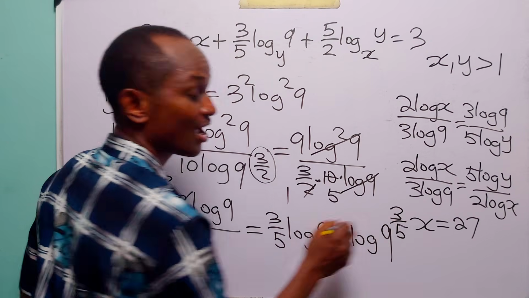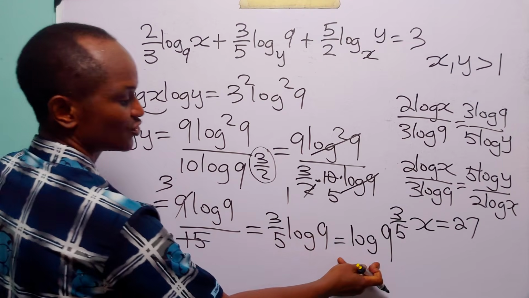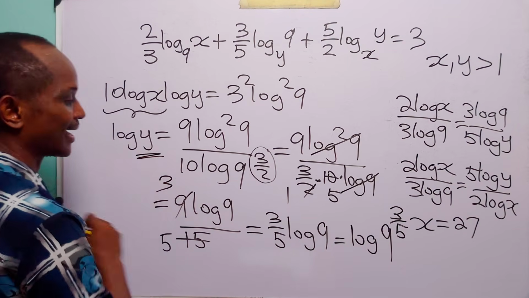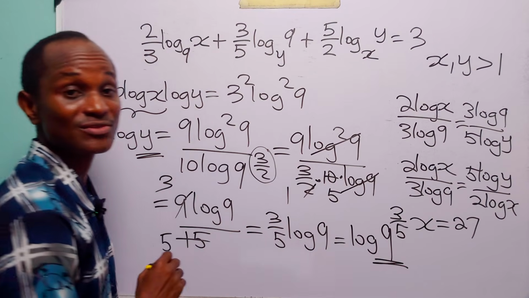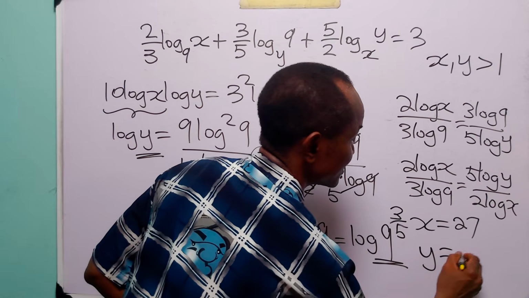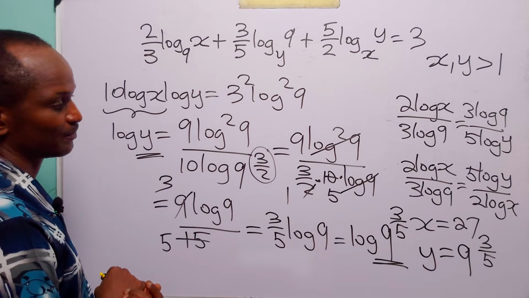3 over 5. Now, when you compare this left-hand side to this right-hand side, it is very easy to see that y is equal to 9 to the power 3 over 5. So we have that y is equal to 9 to the power 3 over 5.